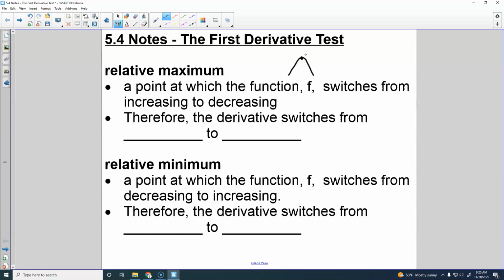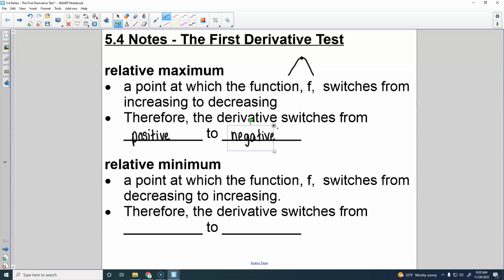So, if our function switches from increasing to decreasing, the derivative is going to switch from what to what? If our function is increasing, the derivative would be positive. And if our function is decreasing, the derivative would be negative. Okay?